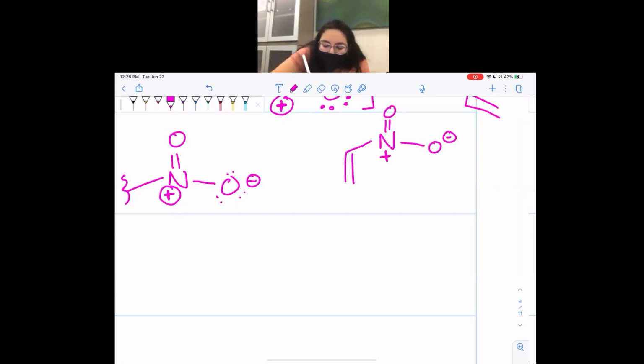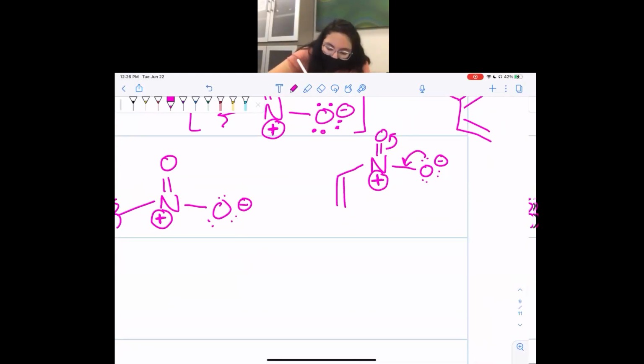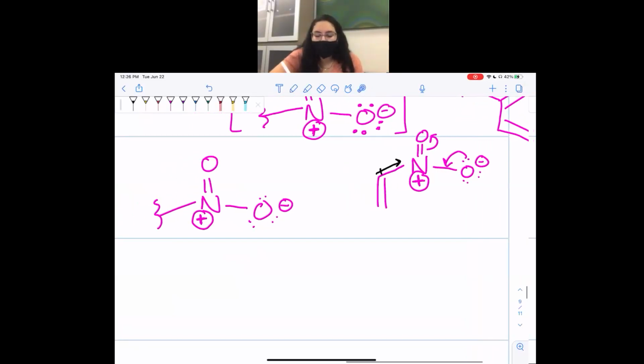The nitrogen is positively charged, which means it wants electron density, right? And we know that these electrons are kind of moving back and forth here. So it's getting its electron density from that resonance, but also it's going to want to steal some electron density from the dienophile. So that's what I mean by this positive charge is going to take a little bit from the double bond in addition to the oxygens.